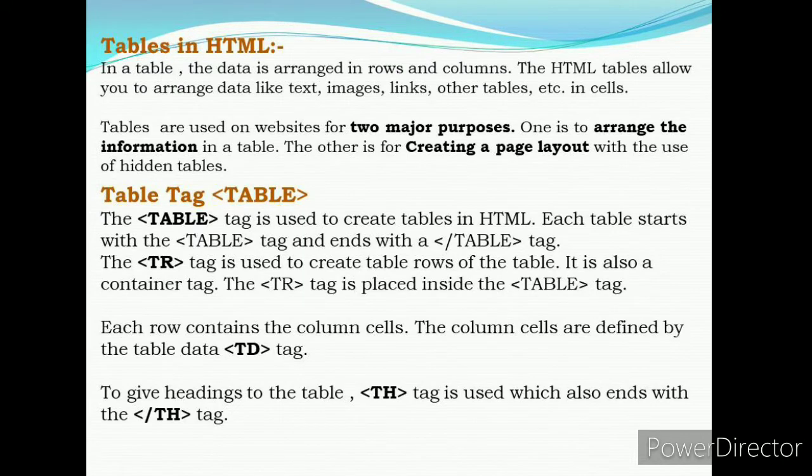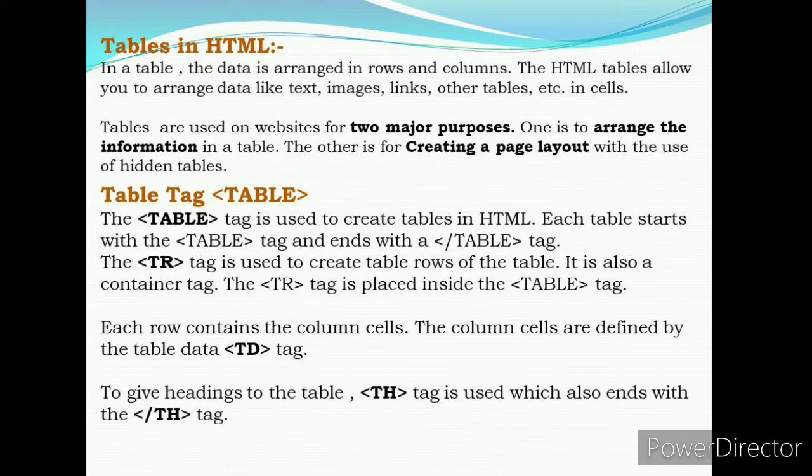Let us now discuss tables in HTML. In a table, the data is arranged in rows and columns. HTML tables allow you to arrange data like text, images, links, other tables, etc. in cells. Tables are used on websites for two major purposes. One is to arrange information in a table. The other is for creating a page layout with the use of hidden tables.